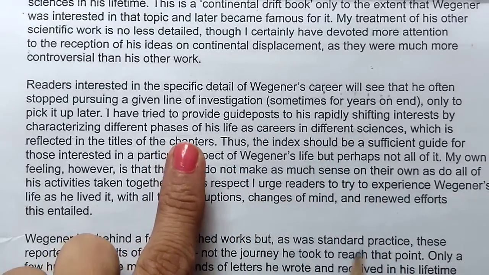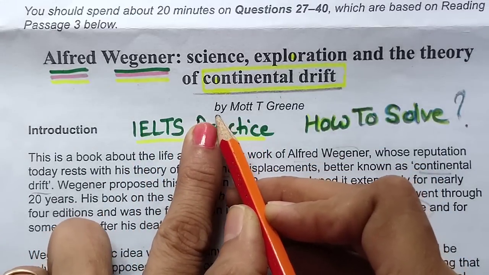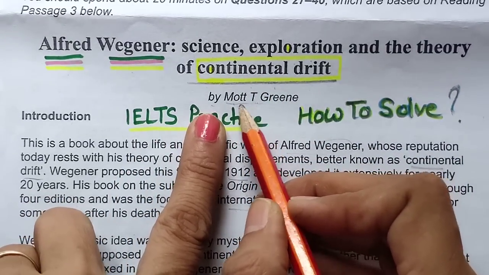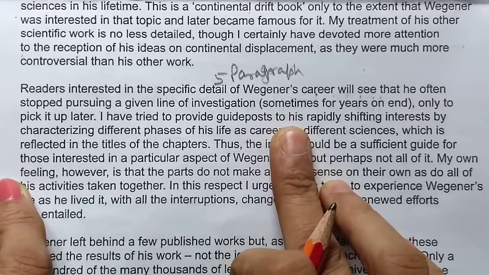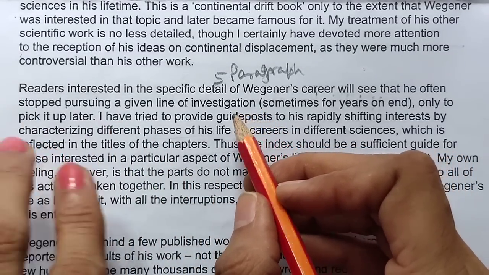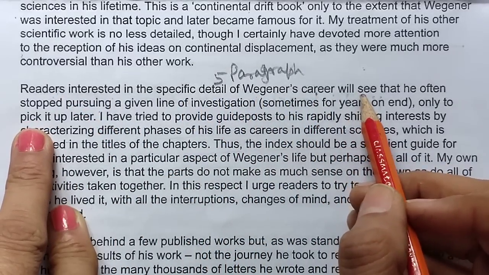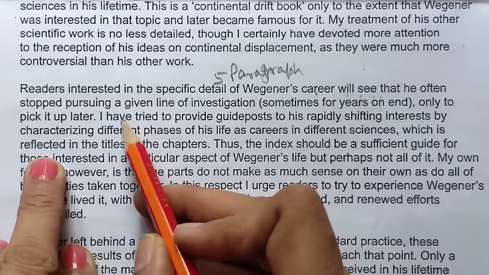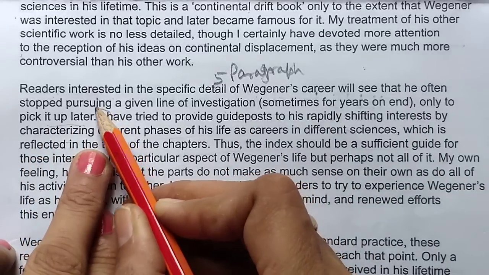So I will tell you one thing here. When we started this reading, we forgot to read this by Mort D. Greene. It means this whole article has been written by this person. It means in the fifth paragraph, he may be using the word I, because initially they have given this name. Readers interested in the specific detail of Wagner's career, because we have to find out what he is saying in paragraph 5, start pursuing a line of investigation only to pick it up later. I means this Greene.